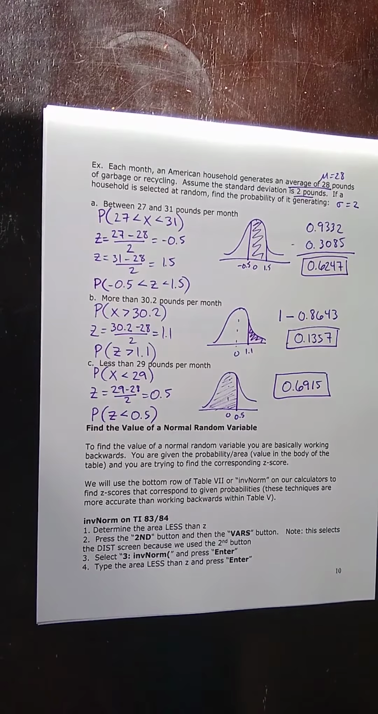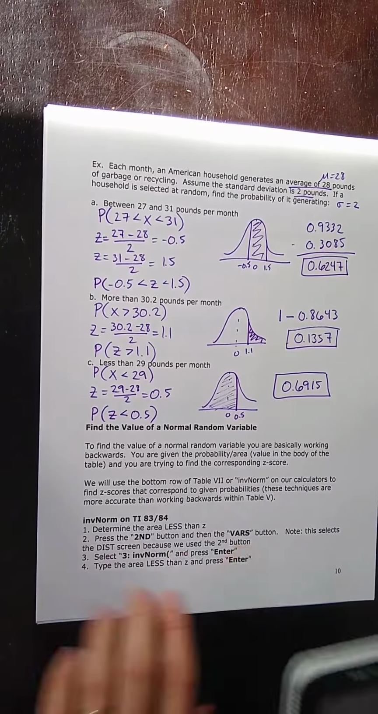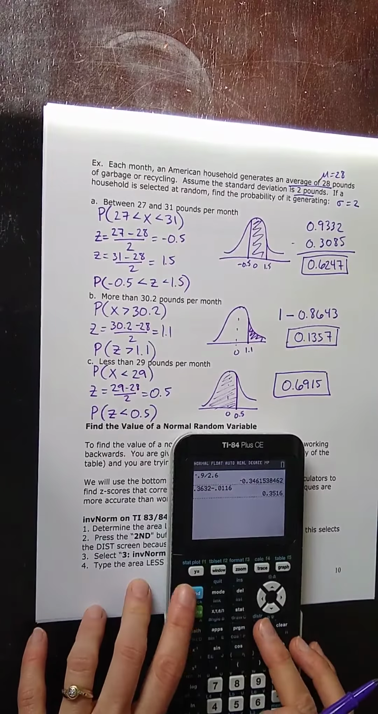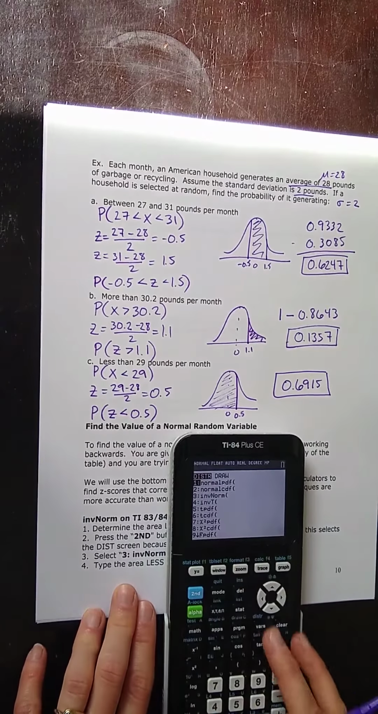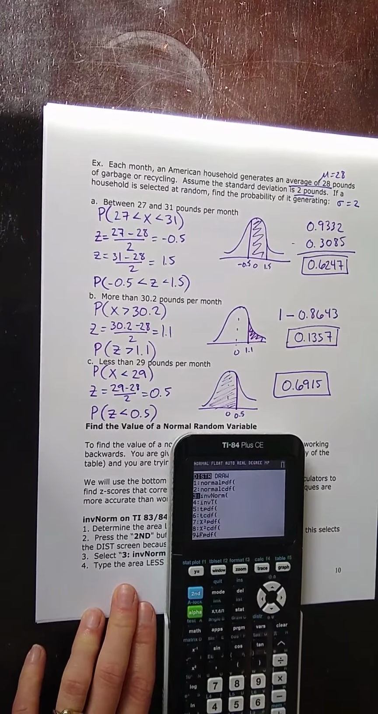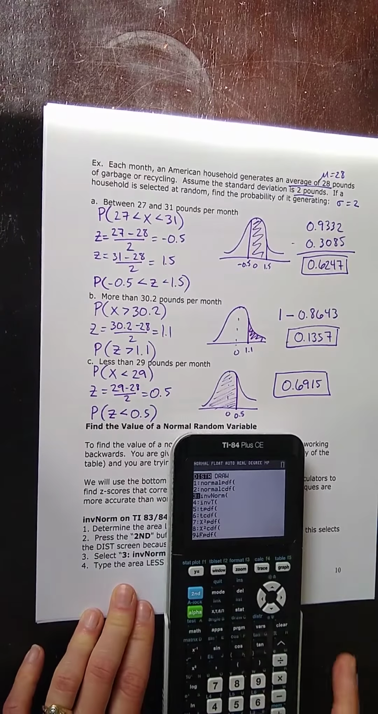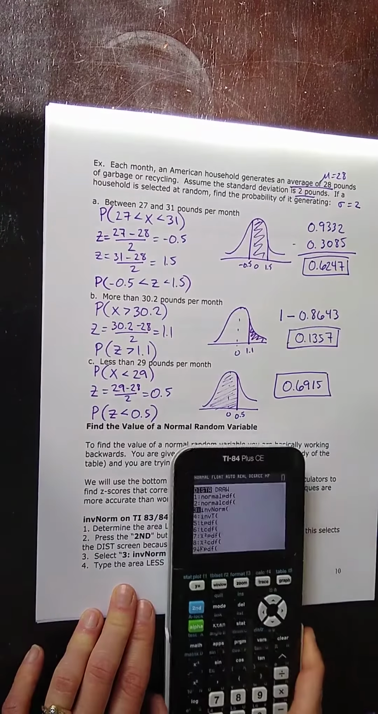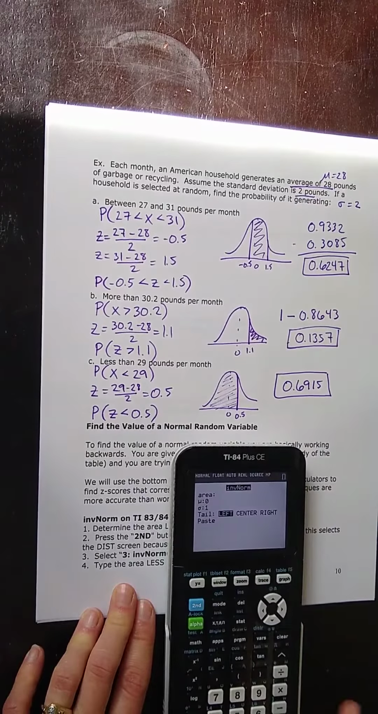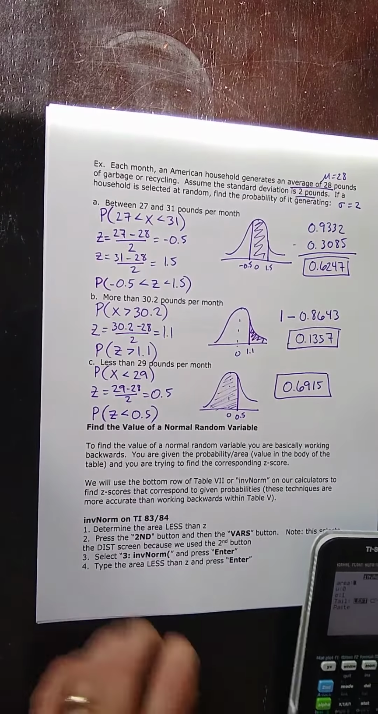So we're going to get to this option in the second variables. Second variables gets us into the distribution. And you'll see it's here, it's this third option. Number 3, INVNORM. So we'll press that, and then we'll type in the area less than z and press enter.